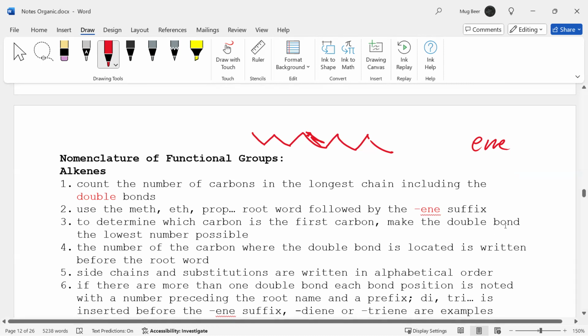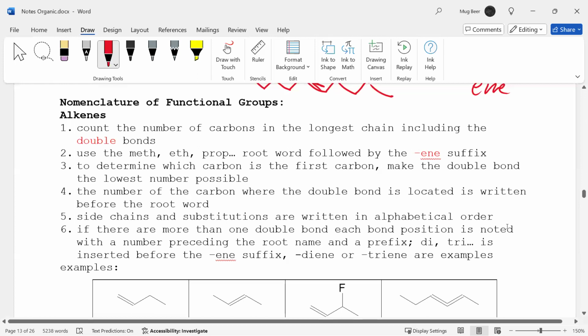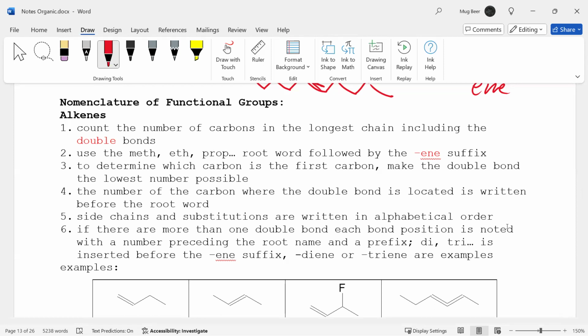So again, ENE is going to be the end of it. So instead of it being propane, it'll be propene. Or instead of it being ethane, it'll be ethene. Or butane becomes butene. So we give a hard E sound on that E.